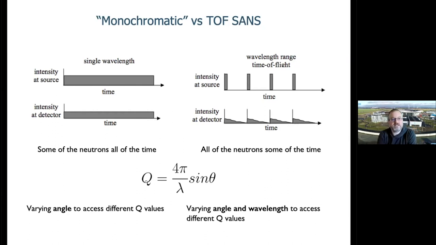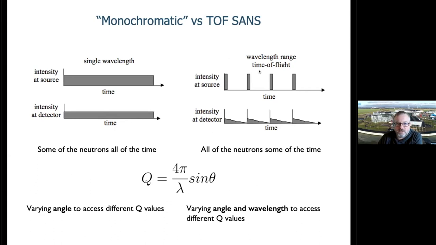So in the case of a reactor, we have this situation. We have all of the neutrons coming out of the source. They travel to our instrument. We do some wavelength selection, which cuts down the intensity because these are basically all wavelengths. And then we choose some wavelengths. And then those neutrons are scattered and arrive at the detector. So we're using some of the neutrons essentially all of the time.